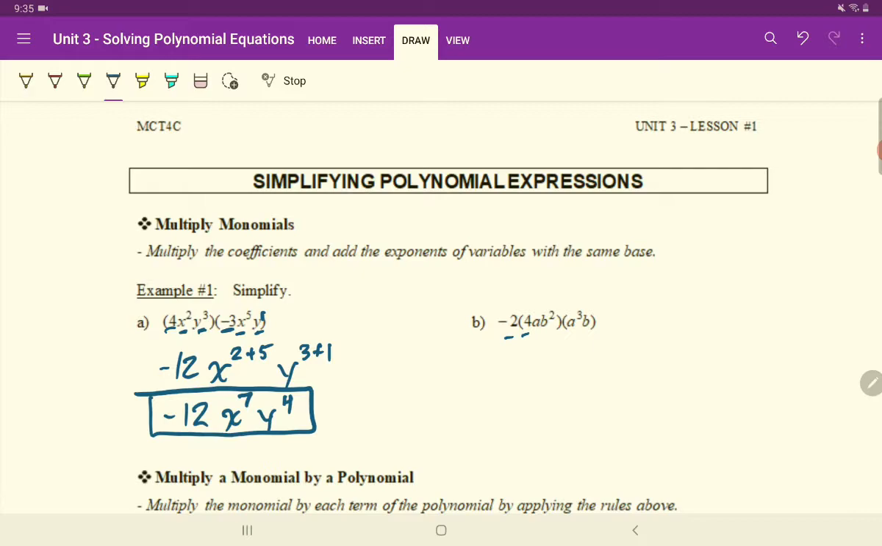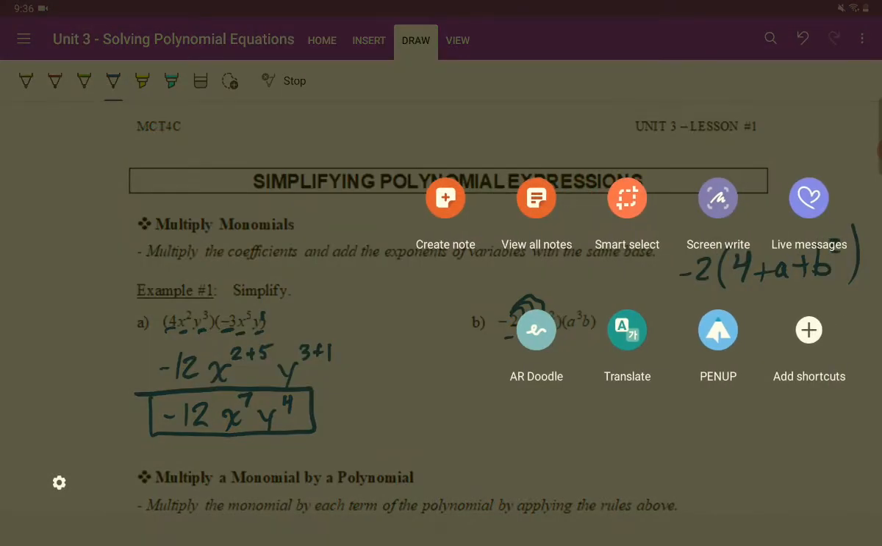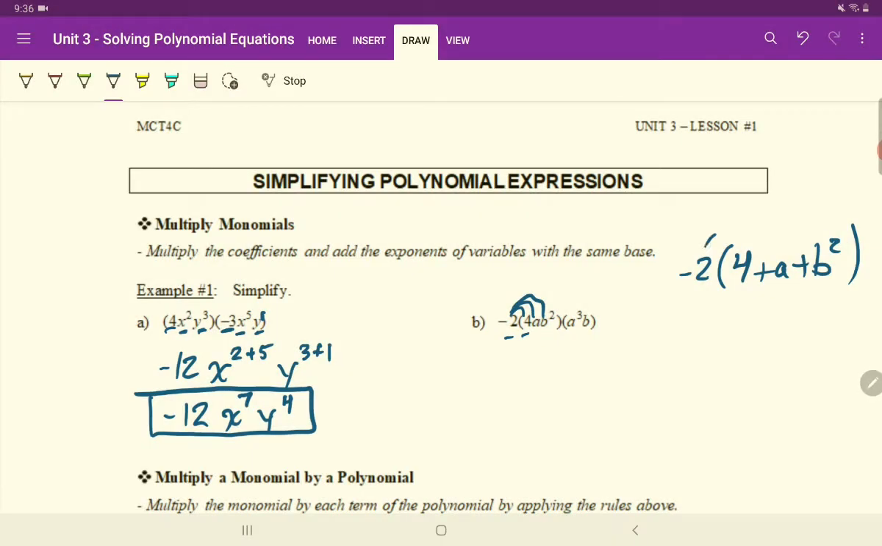Now I know what you're thinking. You're probably thinking, do we do distributive property and multiply negative 2 times 4, but also times a, and then also times b squared? And you don't, all right? And here's the difference of when you use distributive property and when you just simply multiply the coefficients. If the question was like this, in this situation, you would use distributive property.